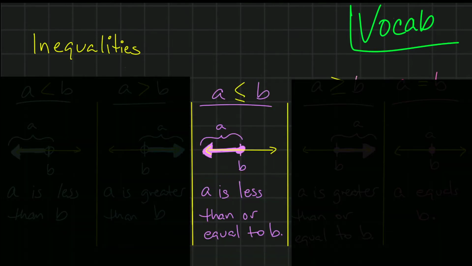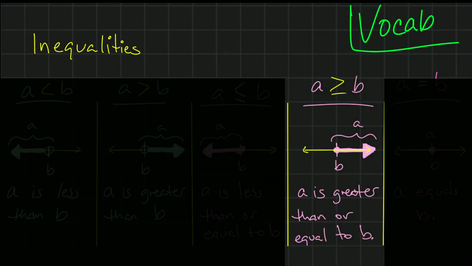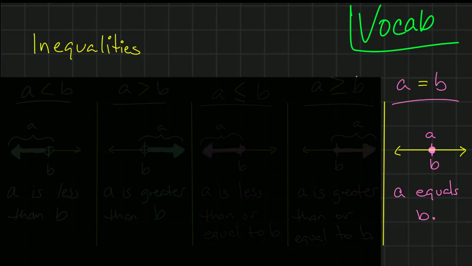If we have A is less than or equal to B, then we include the B, so we shade in and fill in the dot on the B and then shade to the left because A is less than or equal to it. If we have A is greater than or equal to B, then we shade in the B again and then we shade to the right. And if A is equal to B, then that means that A is in fact just B, so it will just be that point.